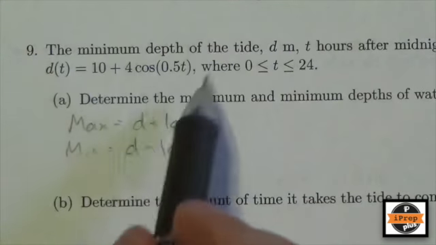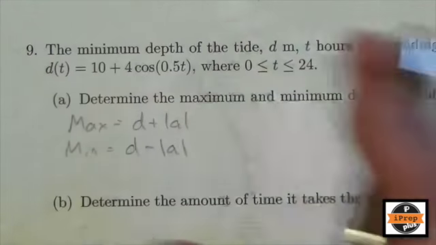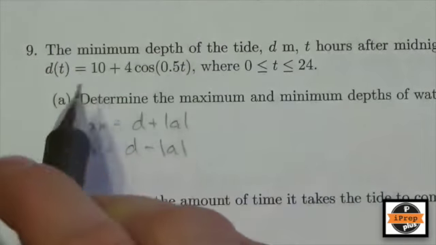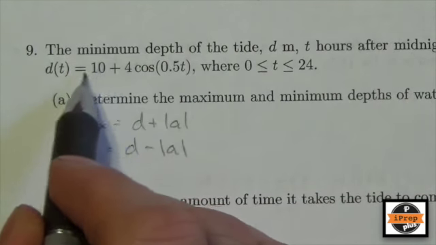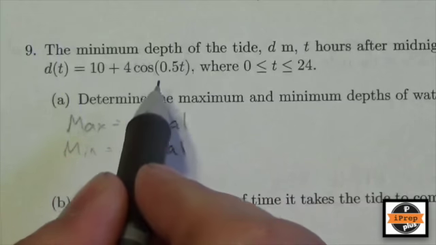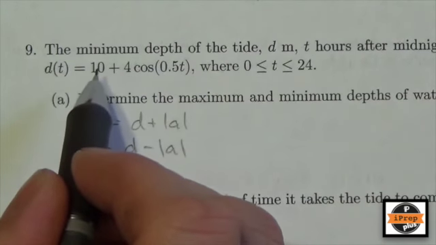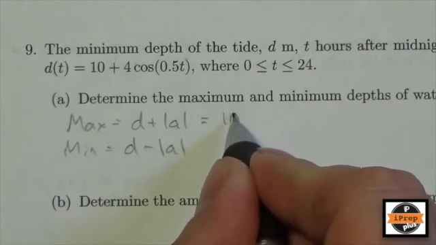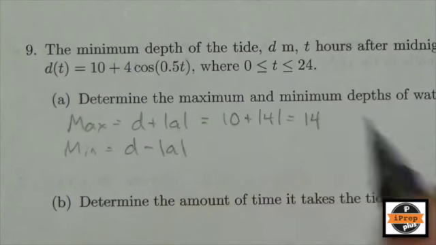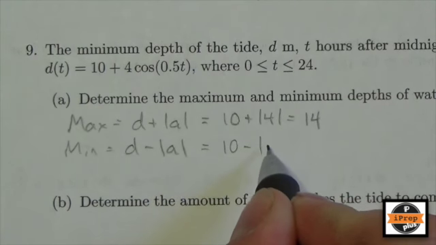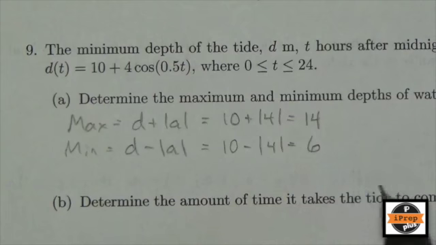This question is purposely written in a not commonly organized way. In this case, the d value comes first because remember, d is the value, or the vertical stretch, that's added to the function at the end. Now this is just moved up front. This is the a value. This is the d value. So our maximum here is going to be 10 plus the absolute value of 4, or 14. The minimum value here will be 10 minus the absolute value of a, or 6. And so there's our maximum and minimum depths.